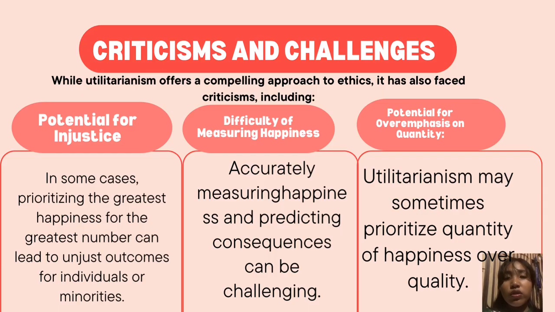The second one is the difficulty of measuring happiness. It's hard to know how happy someone really feels. People feel happiness differently, so it's not easy to measure or compare. And the last one is overemphasis on quantity. This means focusing on how many people are happy, not how deeply happy they are. For example, a small amount of happiness for many people might be chosen over a deep happiness for few people.